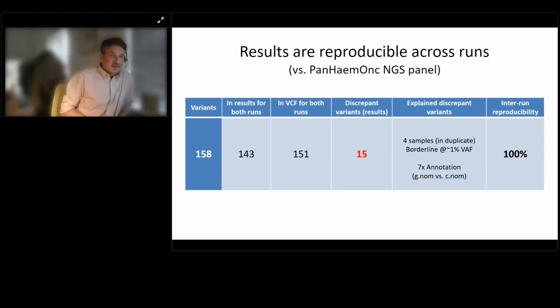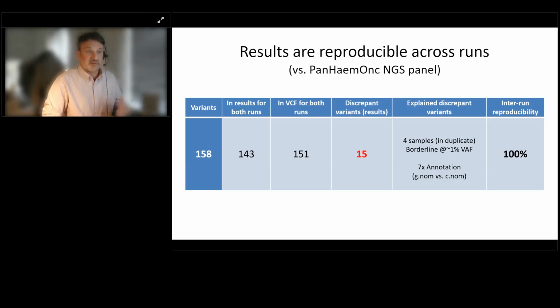And these results are reproducible across runs. So we repeated our chips 4 times, I think, and the only discrepant results were explainable either because they fell slightly below or above that 0.5% threshold that we'd asked the pipeline to return the variants for, or because the annotation scripts would annotate slightly differently for the C dot nomenclature versus the G dot nomenclature.